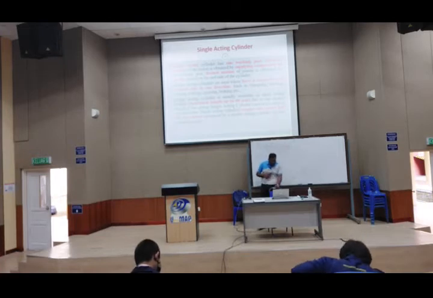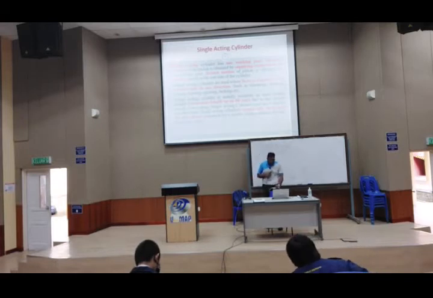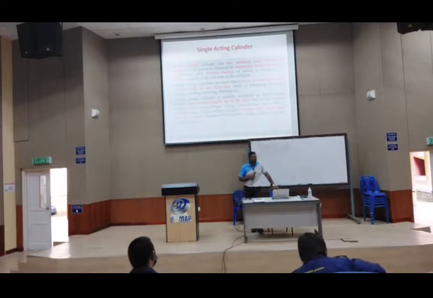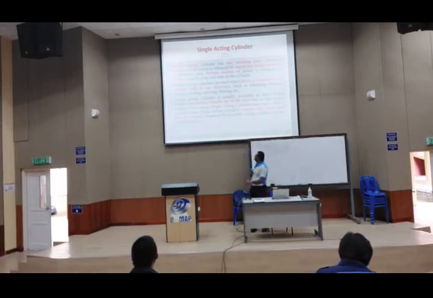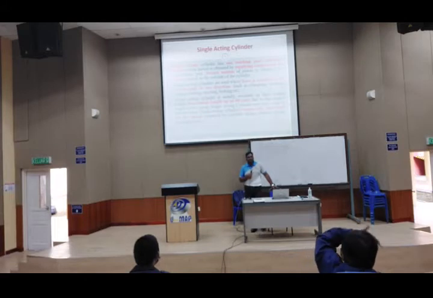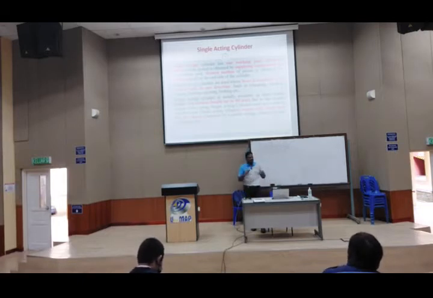Okay, so this is the application. The maximum length, you can see later, it can only extend a little, 80 mm. Why can it only extend 80 mm? The answer is already there. The length of the spring is usually short, because in a single acting cylinder you are using a spring inside to help you. Because of the limitation of the spring length, you cannot have a very big length.